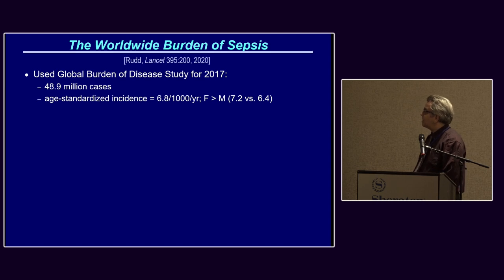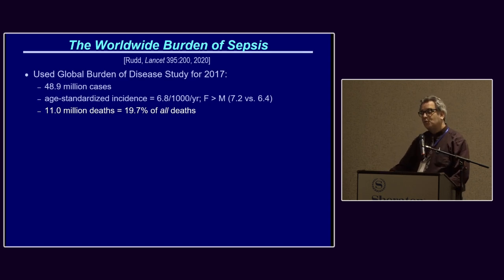The Global Burden of Disease study from 2017 said that there were 49 million cases a year in the world. Now, the age-standardized incidence, this is an incidence example, so of every 1,000 people in the world, 6.8 of them, so 0.68% of them, each year have sepsis. That's a rate, that's an incidence. And interestingly enough, females will have a higher rate than males. That equated to 11 million deaths, which remarkably is 20% of all worldwide deaths.